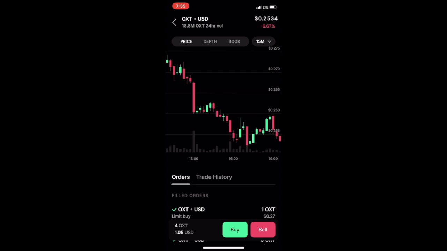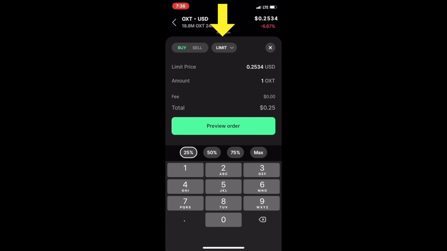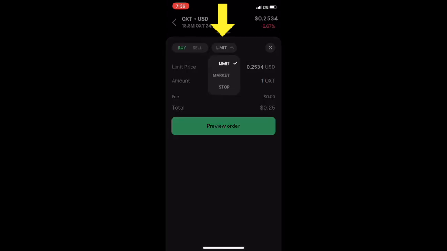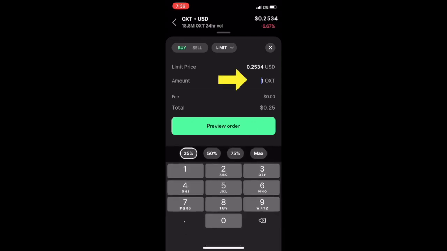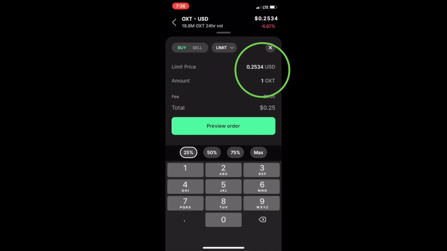So I go ahead and I click buy. And we're going to see that right away it says limit order by default. Of course, I could change this to market order, but it's going to say limit order by default. Let's say I want to buy one OXT. It's going to set the limit price right here, 0.2534. And if we look in the upper right-hand corner, this is the price that it's going for on the market.